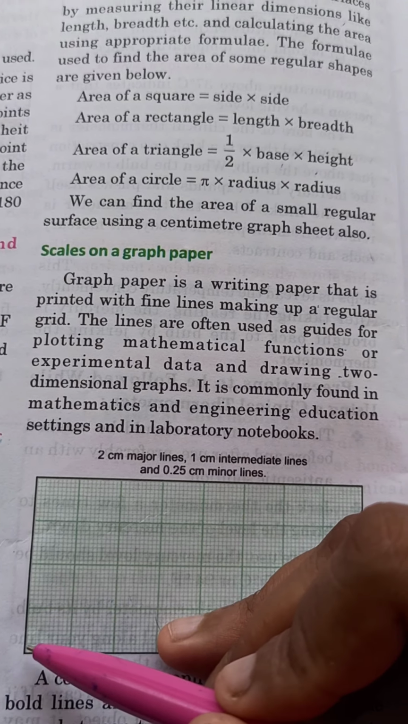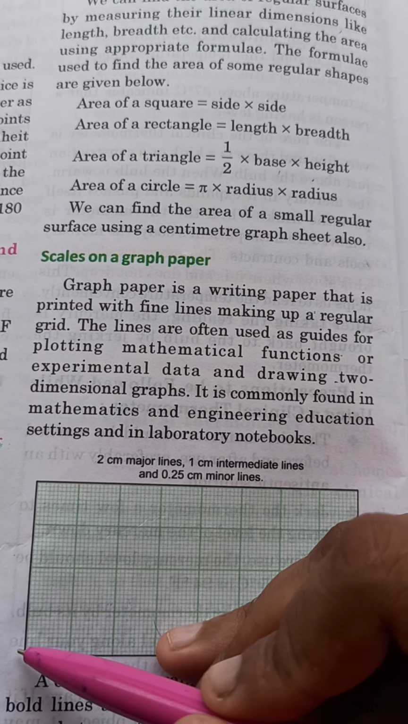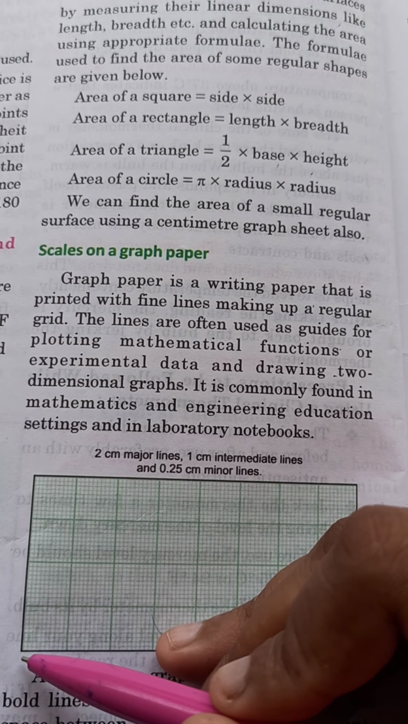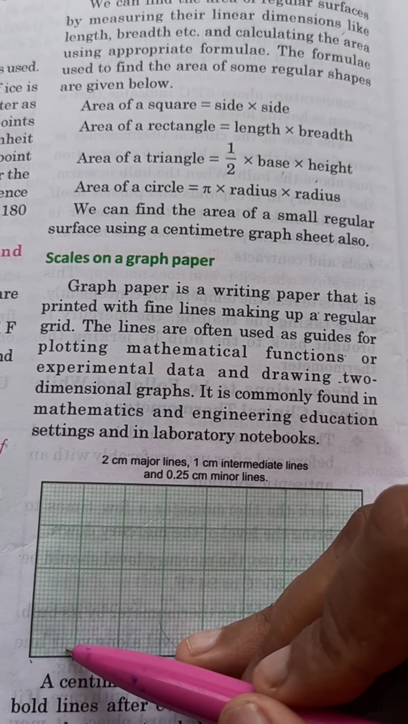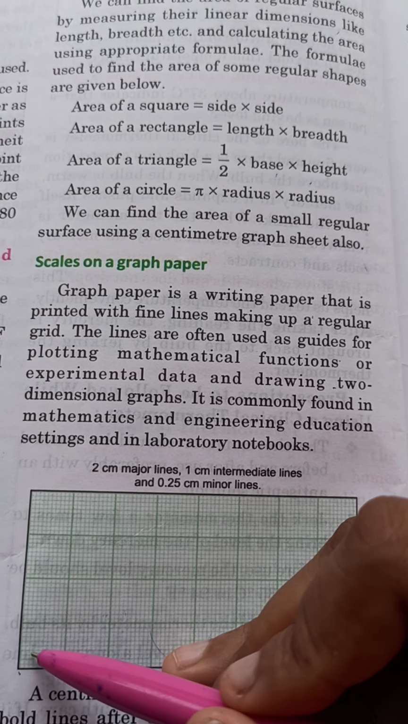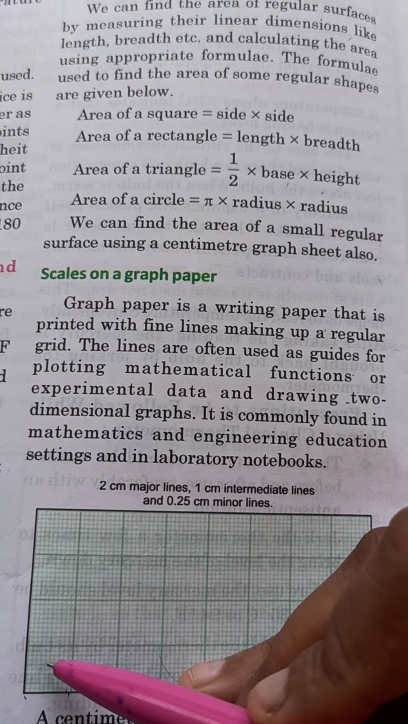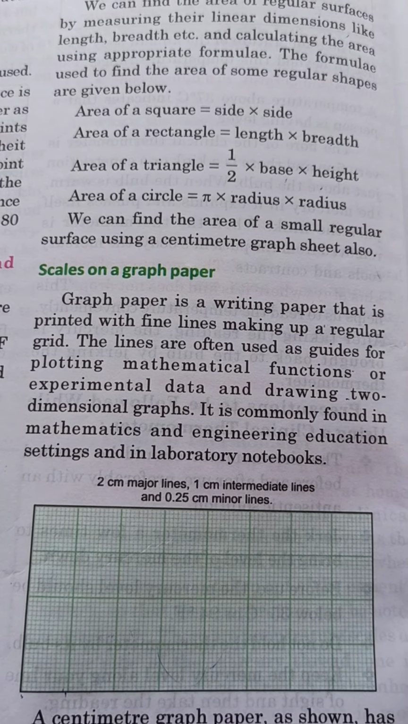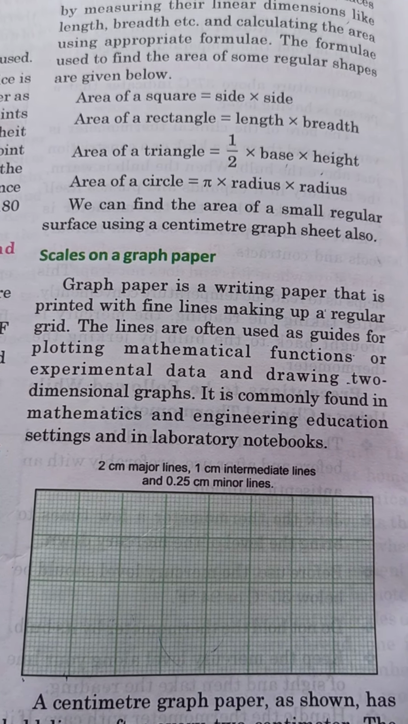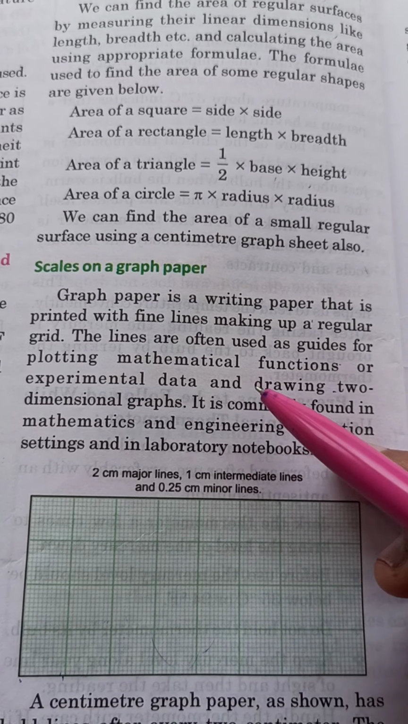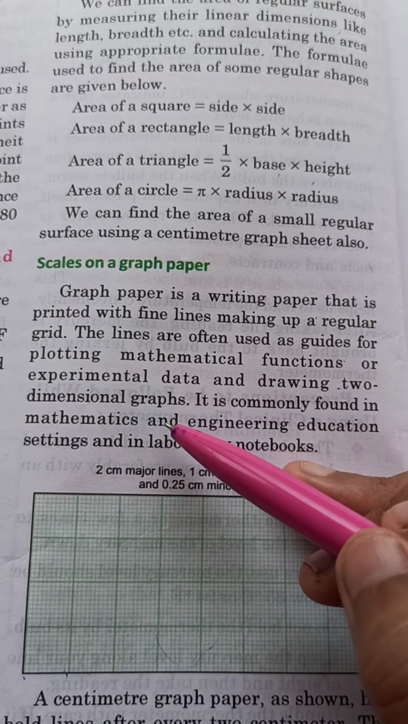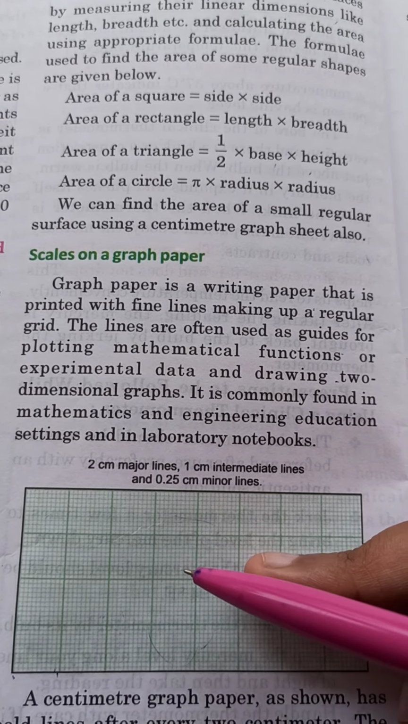We used to use these lines to count them, and from this point towards this we will have 10 points in between, right? So we used to count very carefully and then mark it, and this is how we used to make different kinds of graphs on it, or plot experimental data or draw two-dimensional graphs. So this is how we used to use this graph paper.